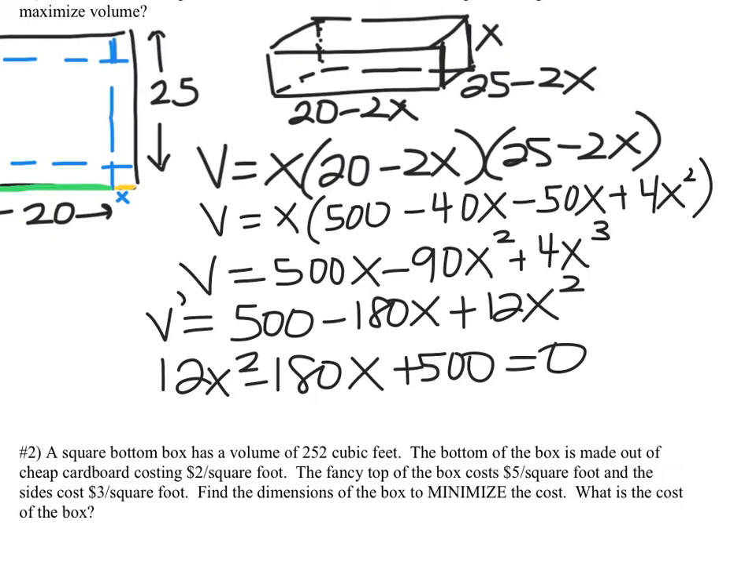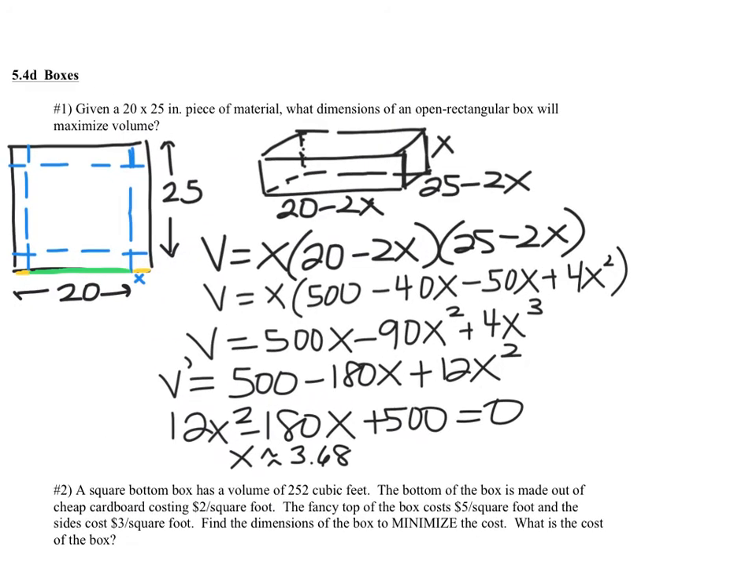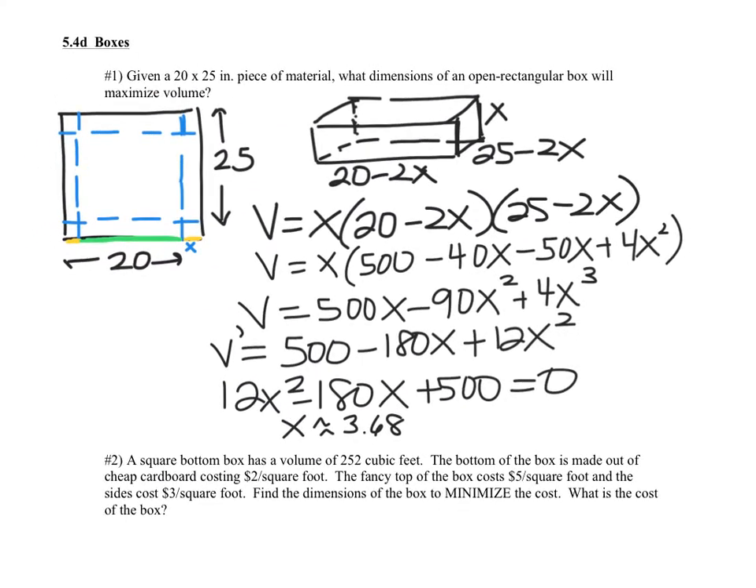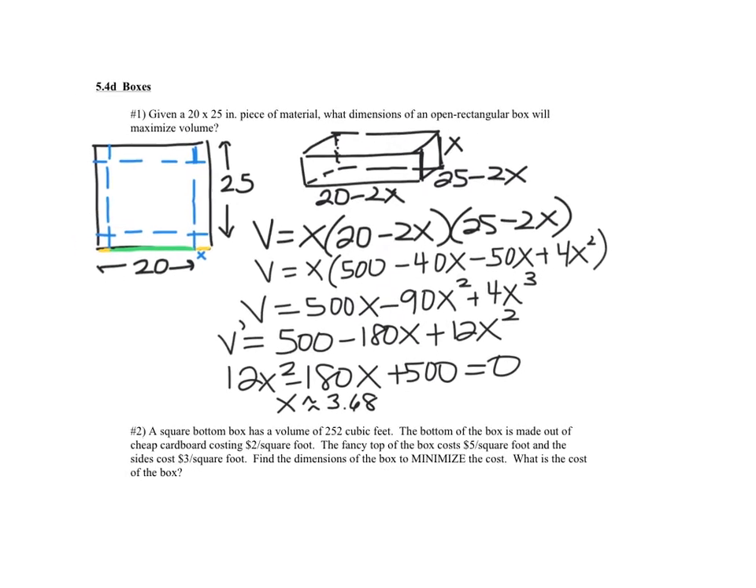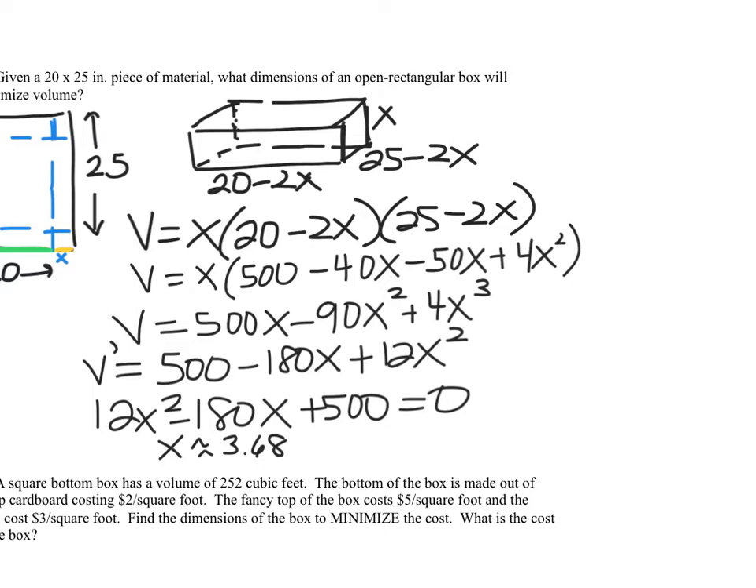So then you solve this by quadratic formula, whatever you want to do, on your calculator. And so you get about 3.68. And then you also get another x, but as you know, when you plug that back in, it doesn't work. You didn't get 3.68? I took the derivative wrong. I didn't put it in the order from x squared to x.